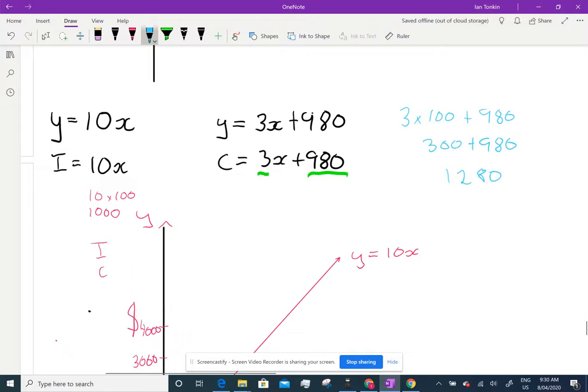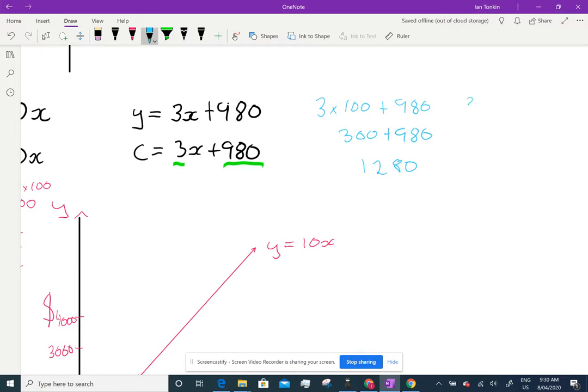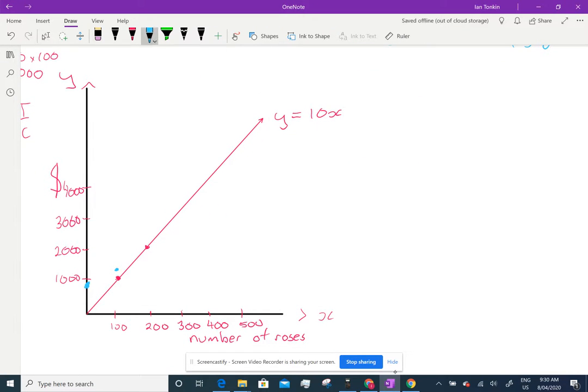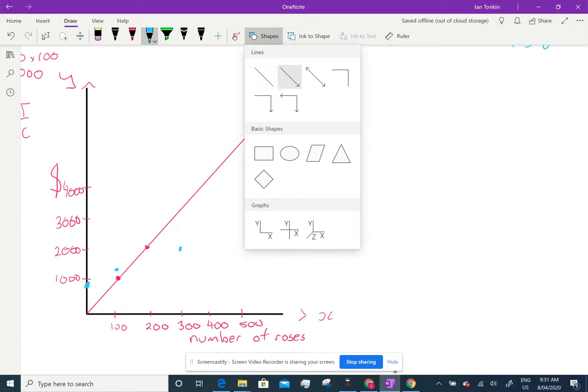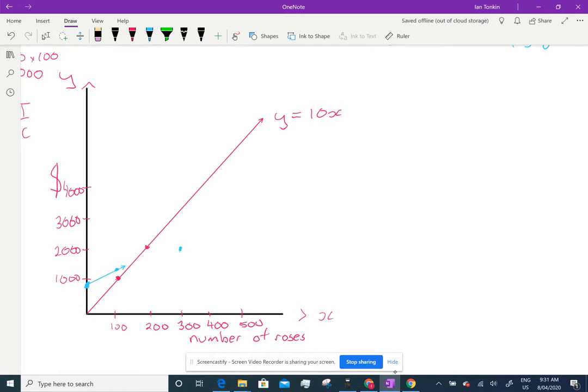Now, I'm going to do another point, even though I don't need to. I'm going to go 200. 3 times 200 plus 980 is 600 plus 980, and that gives me 1,580. So 200 is 1,580. So immediately, it's about, I don't know, there. And straight away you can see I haven't even got a straight line, but I'm going to do the best I can.